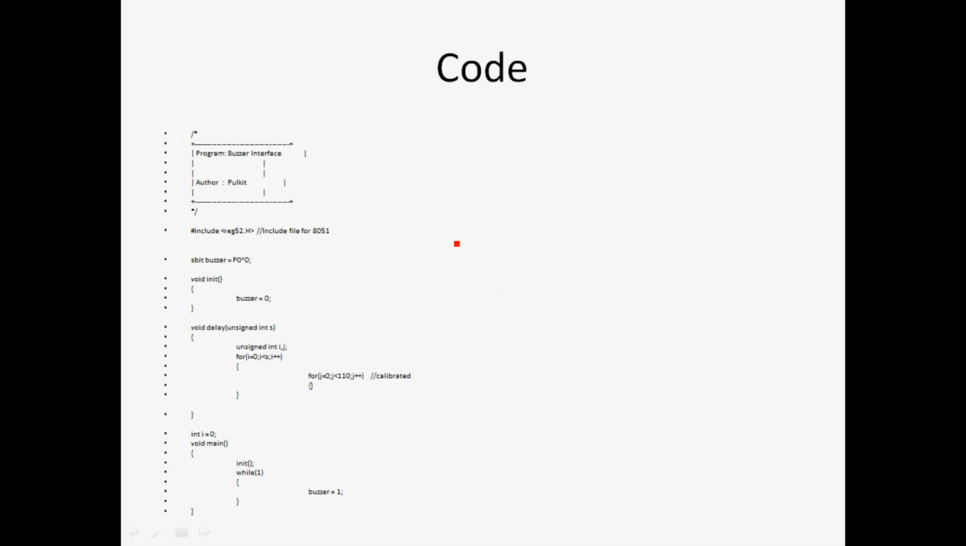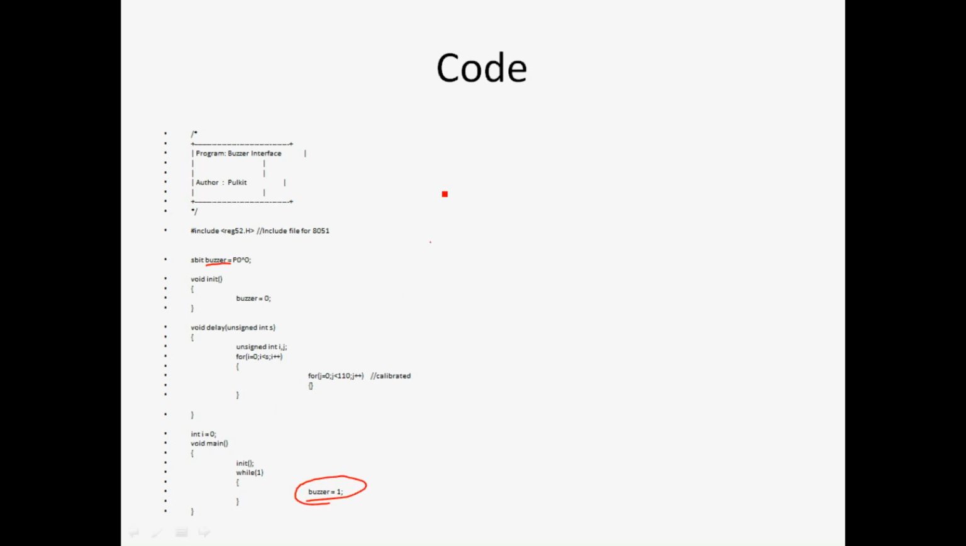Now this is the code for your buzzer interfacing. The code for the buzzer is very easy. You can say that it is just similar to our first practical code. In this practical we don't have any complexity in the code, because here we have just one difference, that is sbit buzzer equal to P0^0 is used instead of your LED. So we have just given buzzer equal to 1.